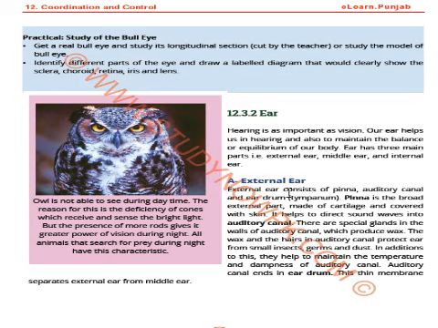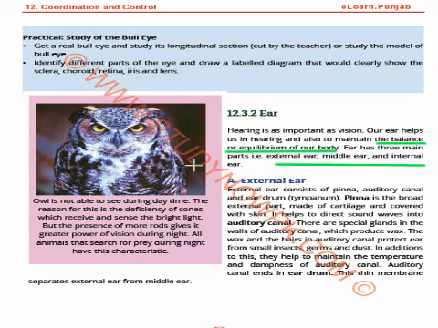Today we are going to discuss the sensory organ, which is the ear. We have to study the parts of the ear, the outer ear, the middle ear and the inner ear, and how they function. Hearing is as important as vision, and there are two important functions of the ear. One is to help in hearing and the other is to maintain the balance, or equilibrium, of our body. The ear has three main parts: external, middle and internal ear.